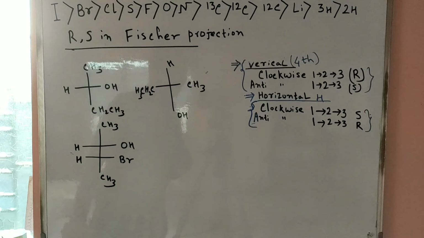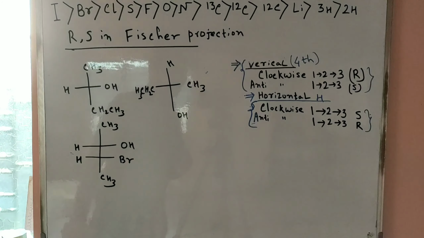Now we discuss one of the important points, RS in Fischer projection. In the case of a single stereo center, we follow the vertical rule, and when there are double, triple, four, or two or more stereo centers, we follow the horizontal rule. The horizontal rule is for two or more stereo centers.